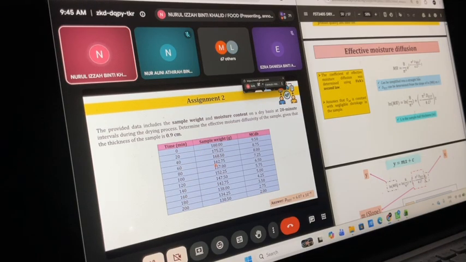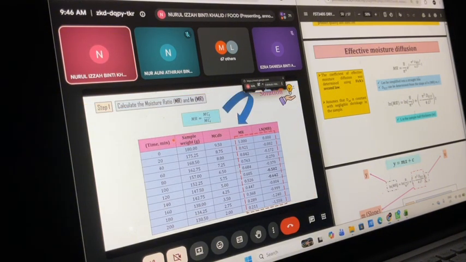This assignment provides the sample weight at different times, and the moisture content is also given to you, so you don't have to calculate the moisture content. In the final as well, you do not have to calculate the moisture content dry basis. I will give you this kind of table. It gives you the sample weight, the time, the dry basis, and also the thickness, 0.9 cm. But remember, this is the thickness, so the L value is 0.45.